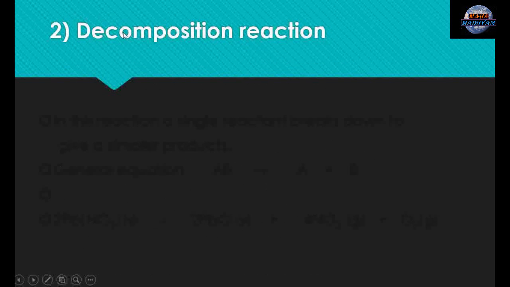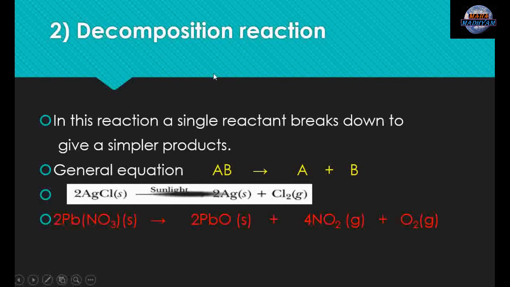So the next type of reaction is decomposition reaction. In this reaction, a single reactant breaks down or decomposes to give simpler products. For example, when silver chloride is kept in sunlight, it decomposes to form chlorine gas and silver. As the reaction proceeds, the white colored silver chloride turns grey because of the formation of silver. So this reaction is used in black and white photography.